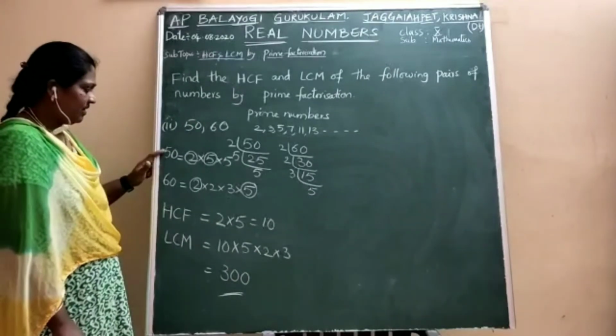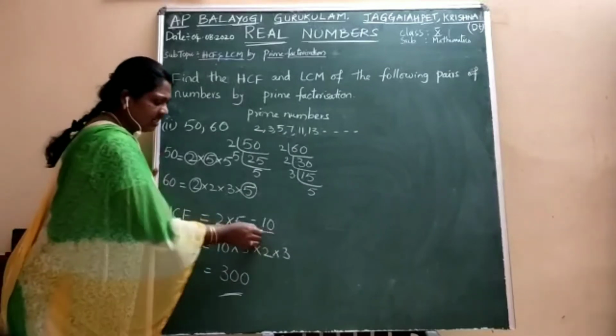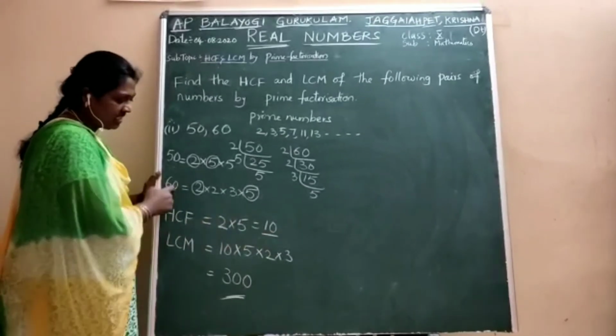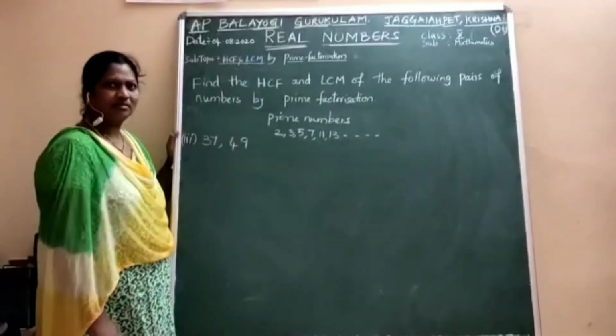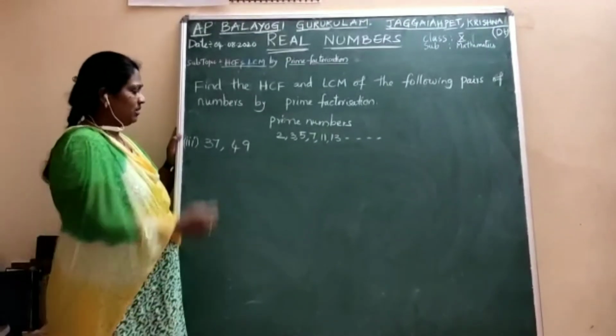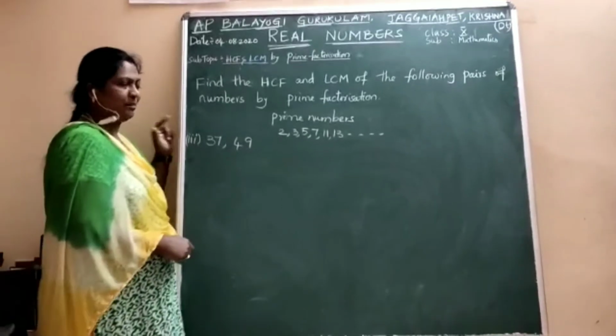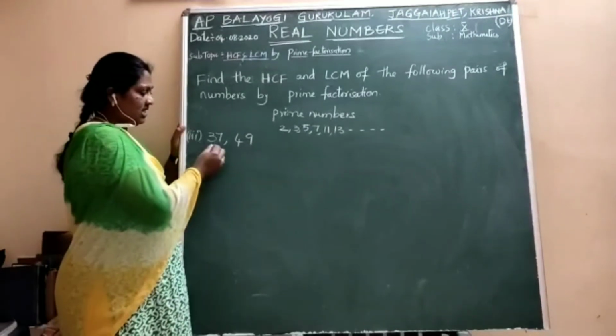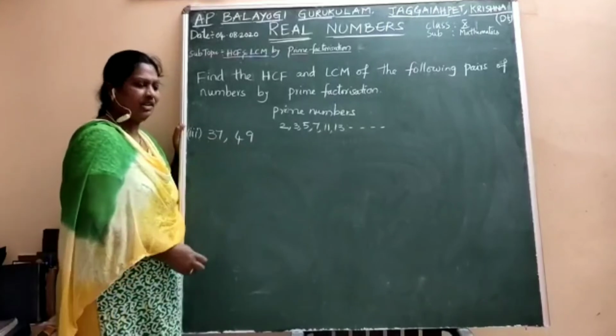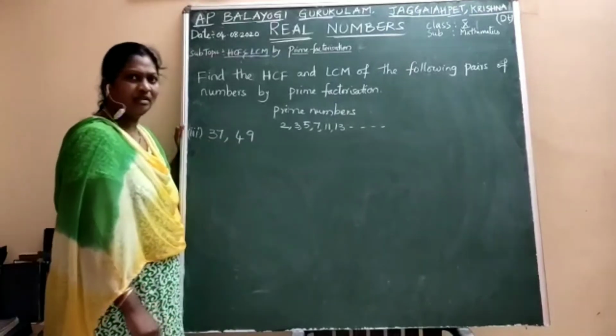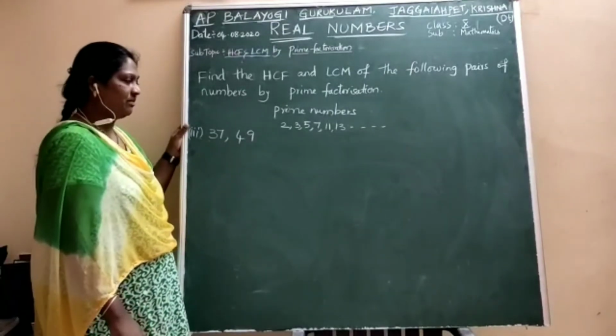And HCF of 50 and 60 is 10 and LCM of 50 and 60 is 300. Take one more problem. For one pair of numbers we have to find HCF and LCM by prime factorization method. See children, here 37 and 49 are given in this problem.